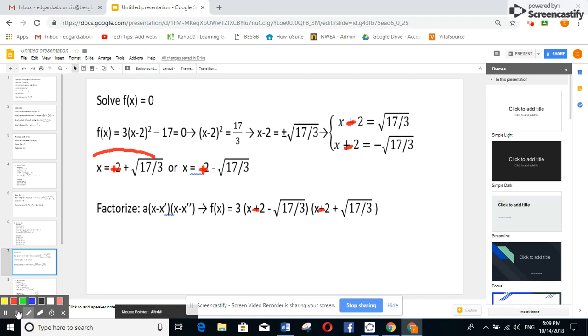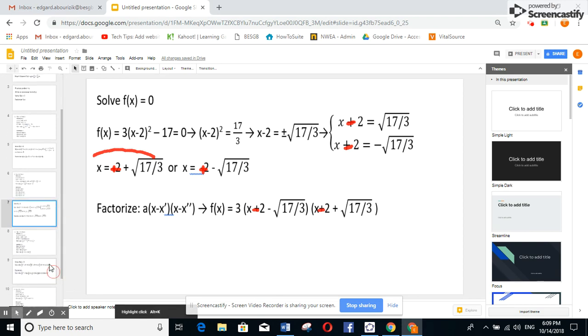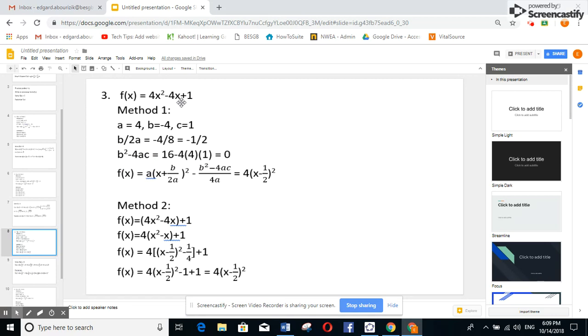Let us take a third example. Here, a is 4, b is minus 4, c is 1. b over 2a is minus 4 over 2 times 4, so minus half. b squared minus 4ac: b squared is 16, minus 4 times 4 times 1. You can see this b squared minus 4ac is 0, so this whole expression is 0. I just replace by b over 2a, which is minus half. So this is all 0.